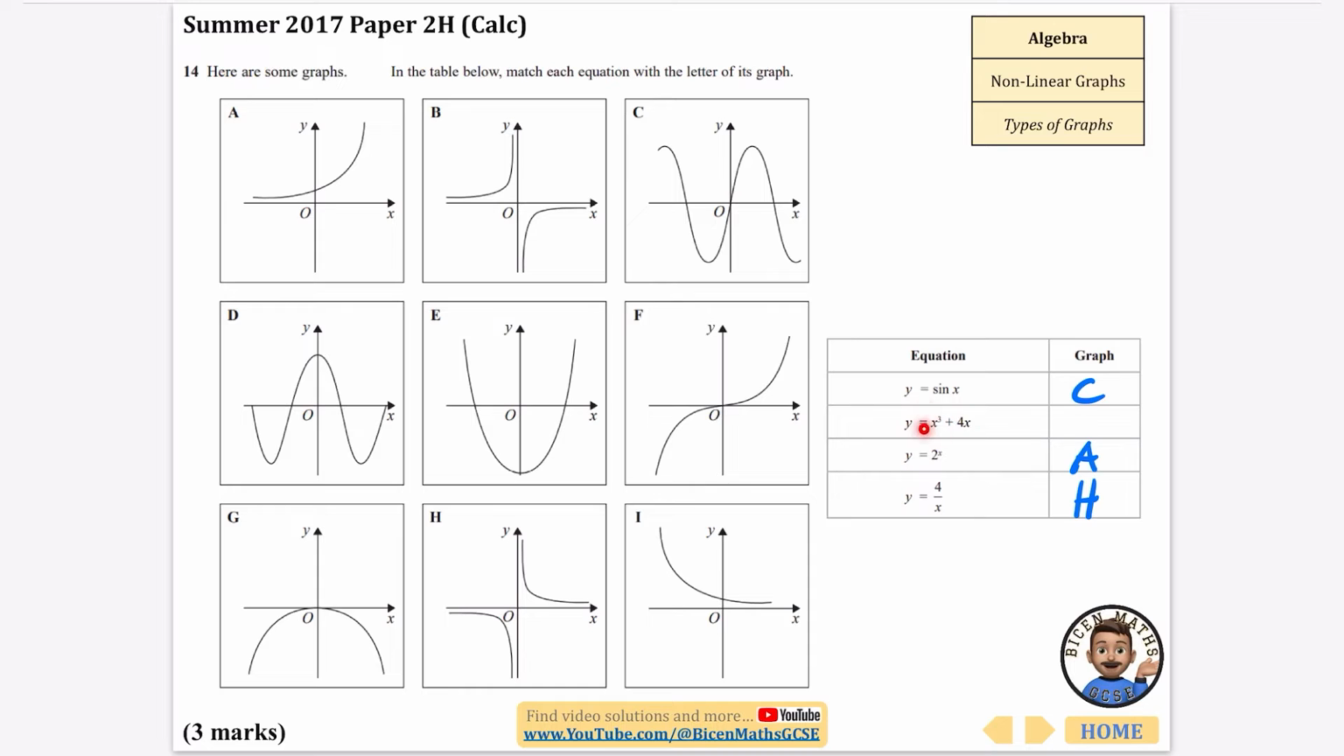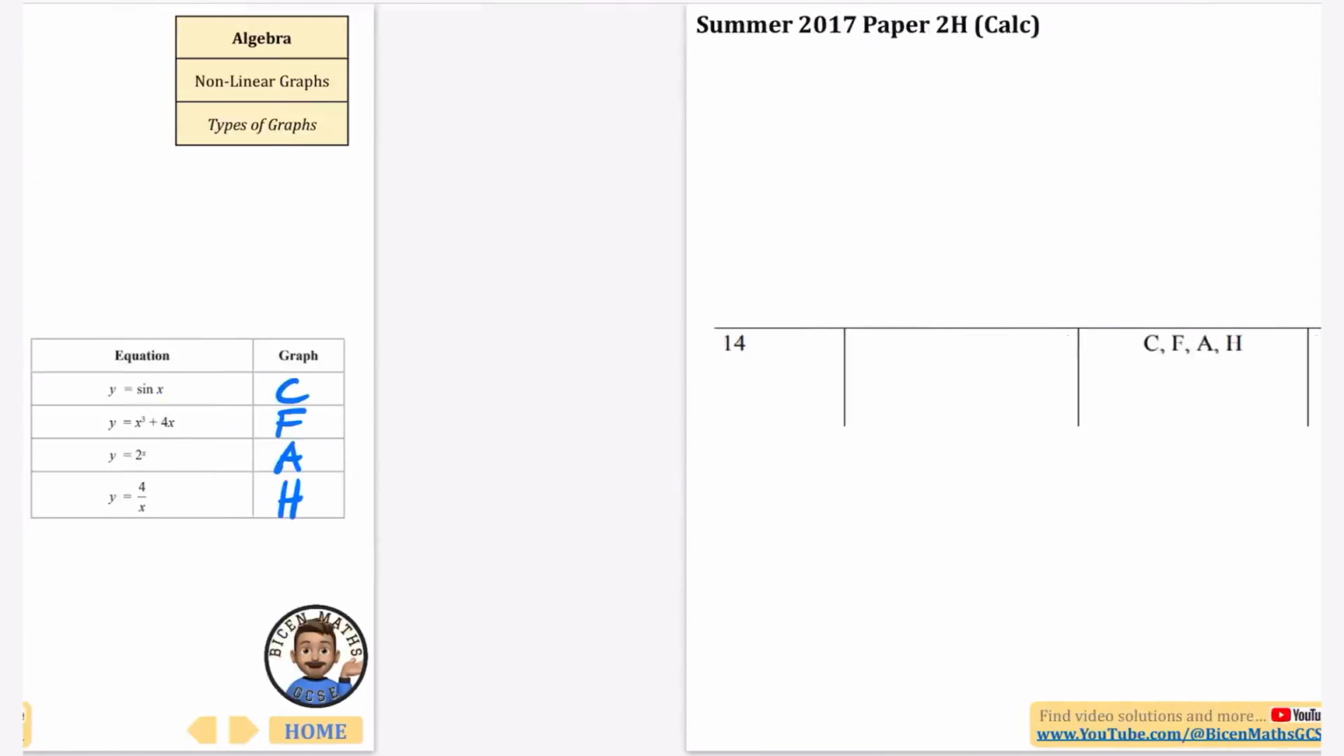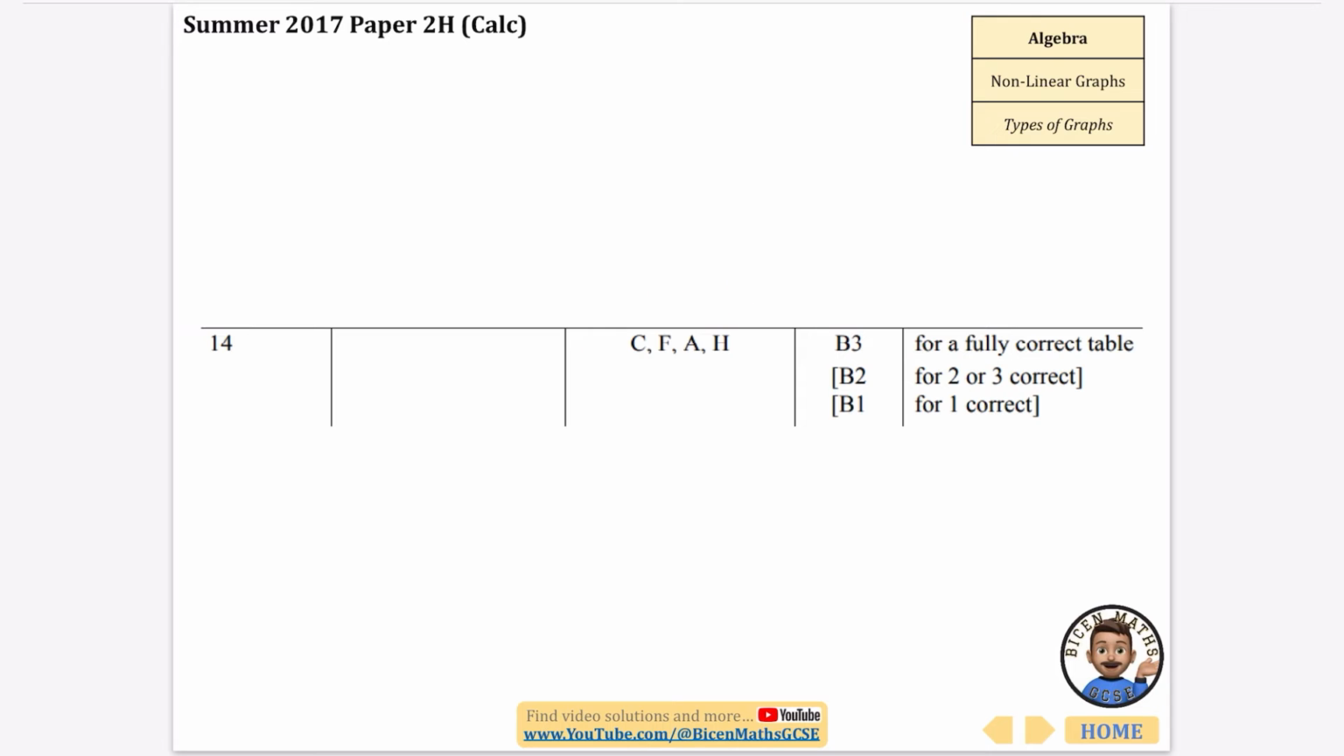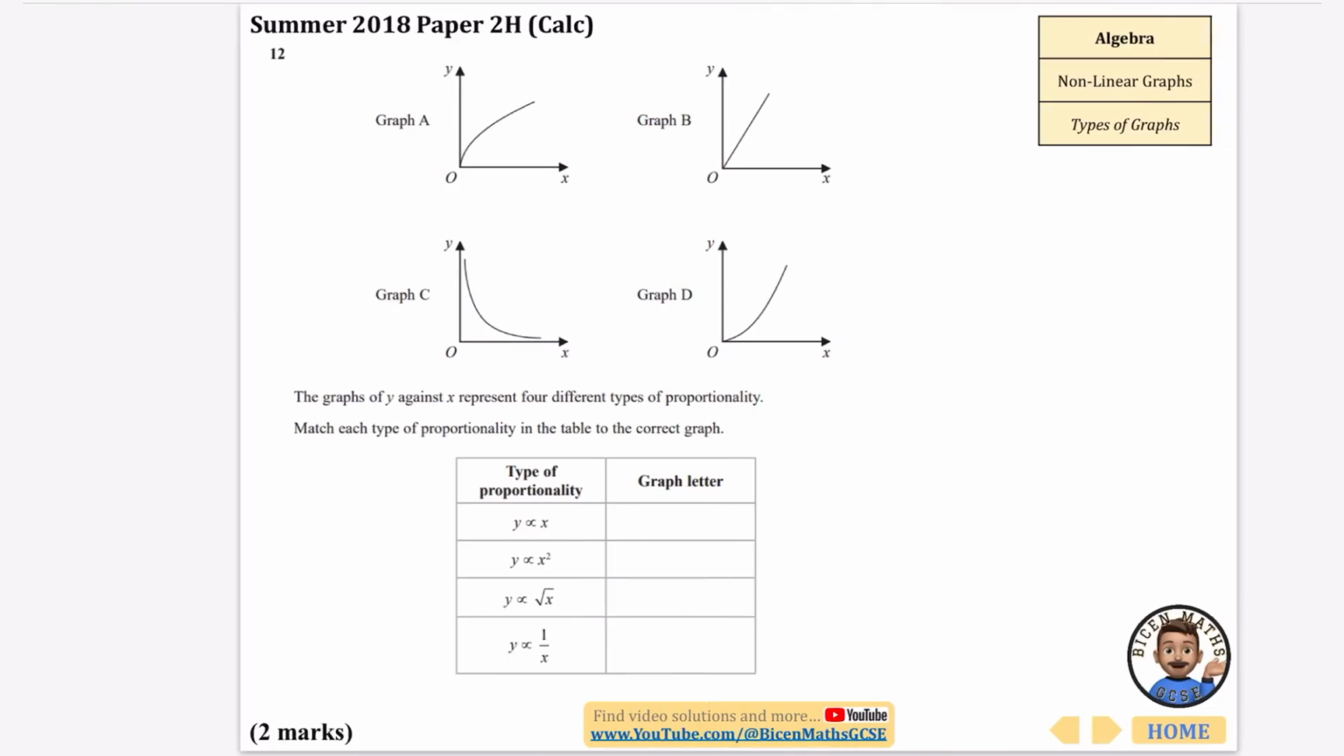Now, our last one is a cubic graph. Well, that's not cubic. None of these here are cubic. That's a quadratic, that's quadratic. I think this is going to have to be the cubic one that we've got here because it's got that kind of wiggle that a cubic has. So we've got CFAH. I'm just trying to explain my logic as I go through these ones that we've got here.